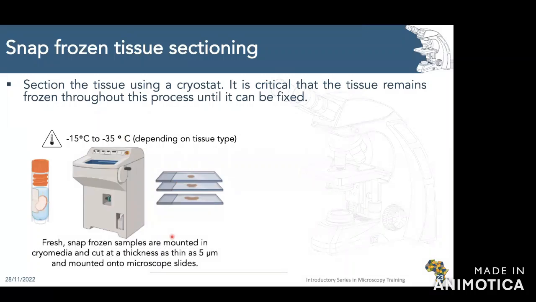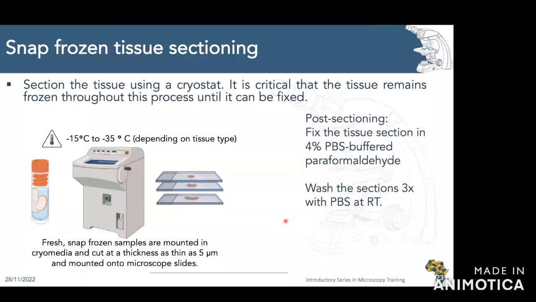And then you can mount them in cryomedia and cut at whatever thickness you want, and then mount them on your slides. So the slides can then be stored back in -20 or -80, or then you can immediately fix them and start your staining processes, depending on your time availability. So post-sectioning, as I said, you can fix your tissues and then wash them as you would for your cells. So say 4% PBS buffered paraformaldehyde, and then you can just store them at room temperature in PBS until you're ready to stain.